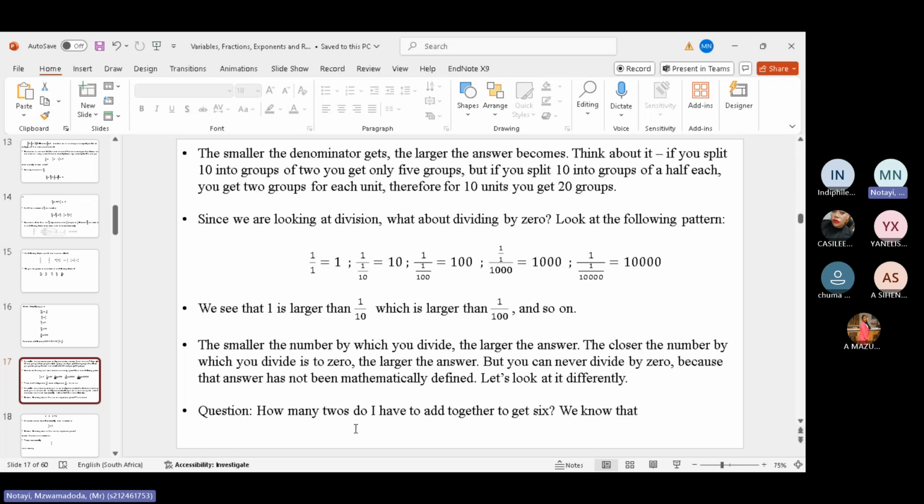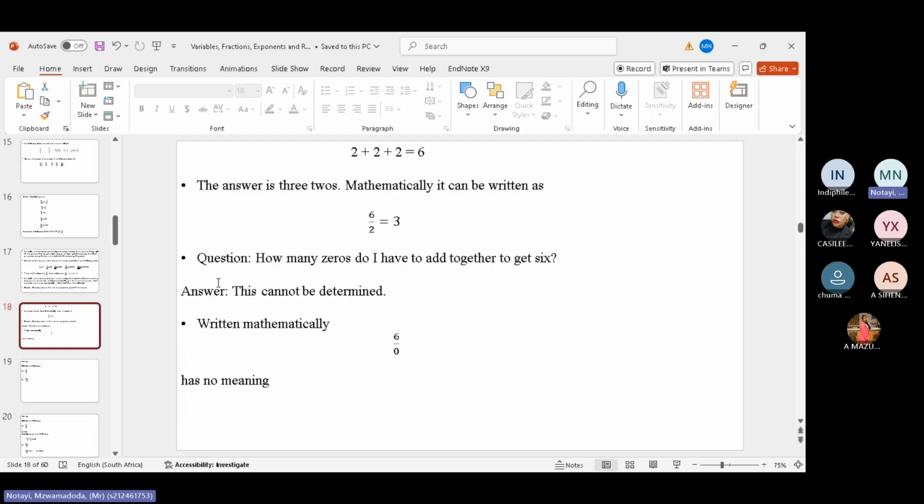So if you look at it differently, question: how many 2's do I have to add to get to 6? We know that 2 plus 2 plus 2 is equal to 6. So the answer, there will be 3 2's. Mathematically, it can be written as 6 divided by 2, which is equal to 3. Question: how many zeros do I have to add together to get 6? This cannot be determined. Written mathematically, 6 divided by 0 has no meaning, or it is undefined.